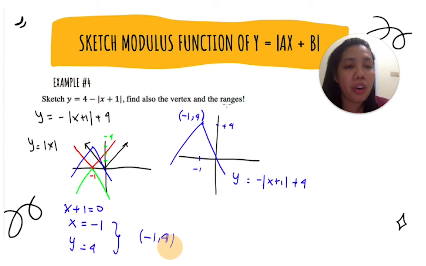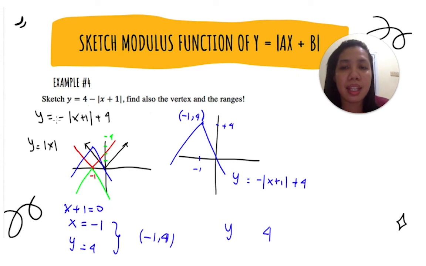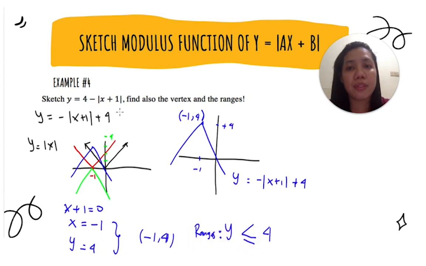And then how about the range? As we have learned before, we can find the range just by looking at the y coordinate. It is 4, so you can write here y and then 4. And then look at the sign in front of the absolute. The sign here is minus, which means that the graph opens downward. So we can write here less than or equal to 4. So this is the range. The range of this function is y less than or equal to 4. The same thing we have here: the graph sits on y equals 4 and goes downward.